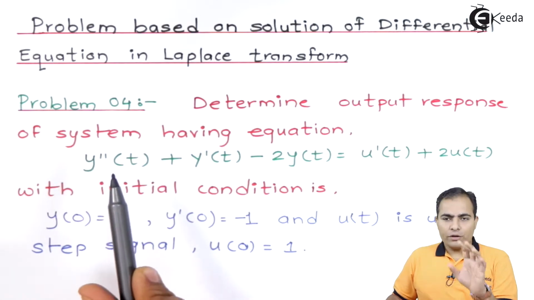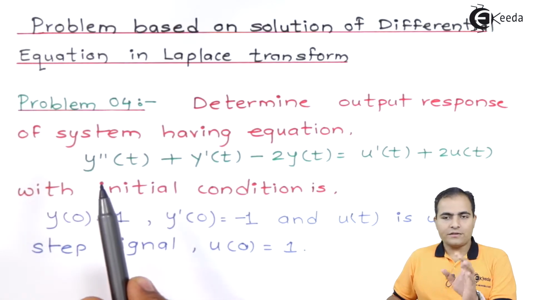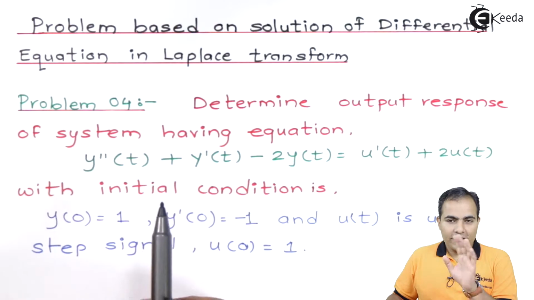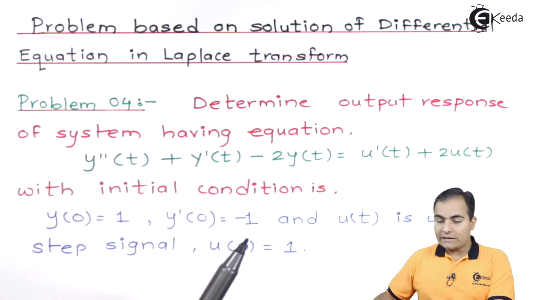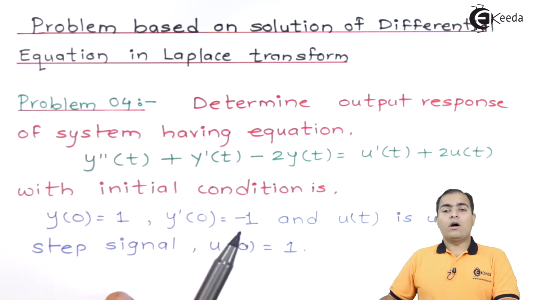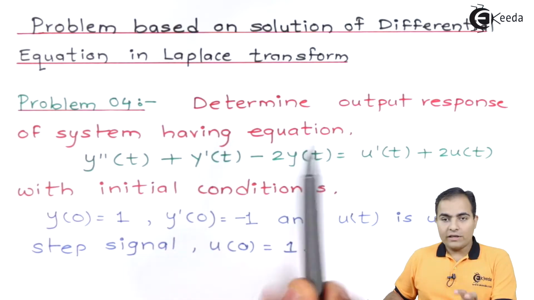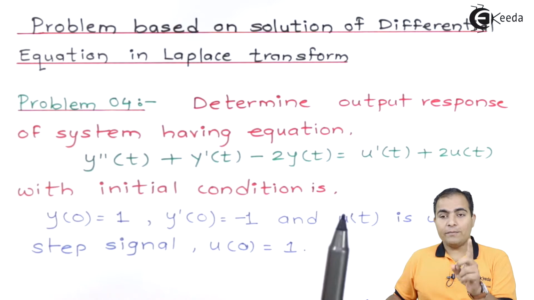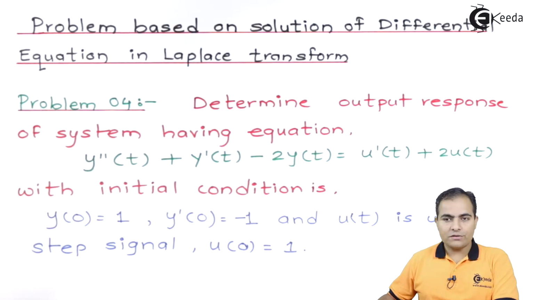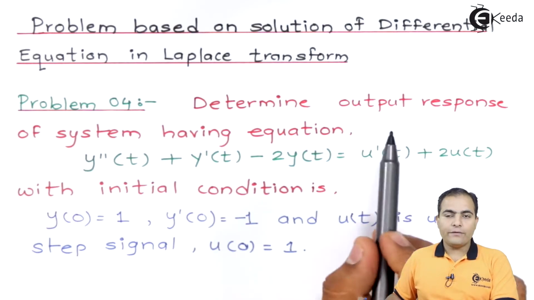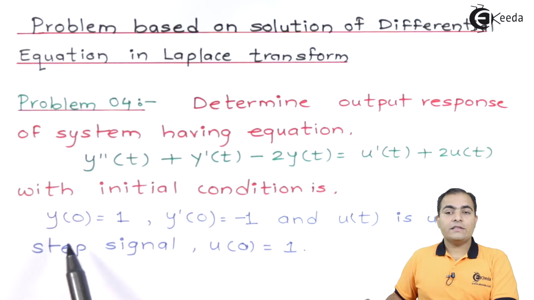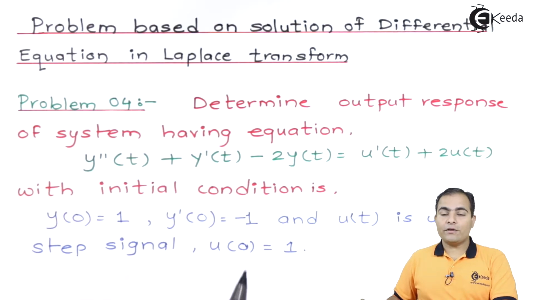Whenever the question is based on transfer function, step response or impulse response, you always have to prefer the bilateral Laplace transform property of differentiation. But whenever a question is related to output response, or total response, or ZIR or ZSR, you have to prefer the differentiation property of the unilateral Laplace transform. Here the question is based on the output response or total response of the system, where the initial conditions are already given, which means you have to use the differentiation property derived in the unilateral Laplace transform.